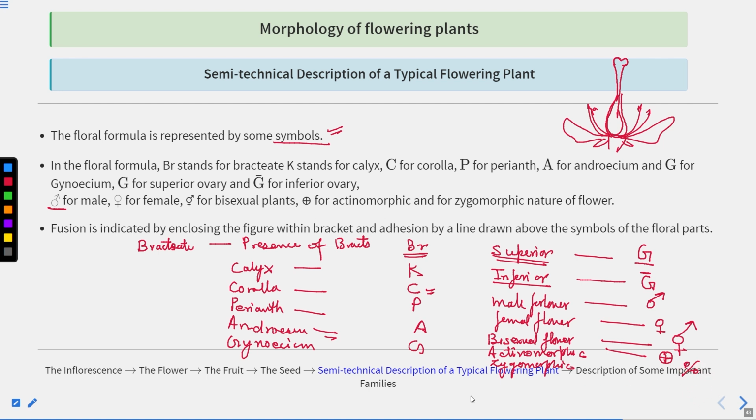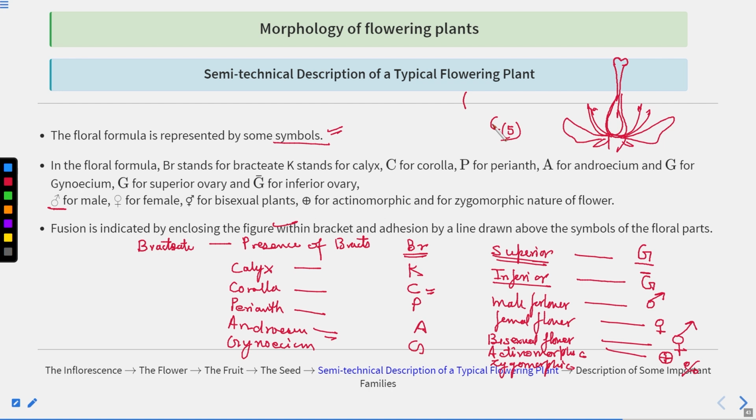Percentage sign. Zygomorphic. Okay. Now, the fusion is indicated by enclosing the figure with brackets and adhesion by the line. Okay. So, sometimes there is a fused polypetalous. So, you can write like this. Petals are there. So, corolla, C5, they are all fused. You will write it under bracket and then it shows within bracket, right?